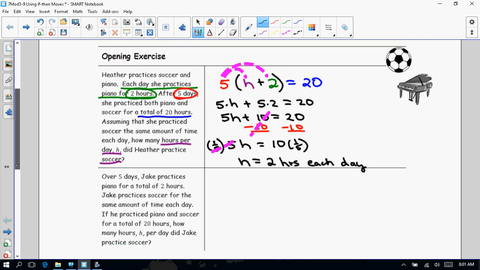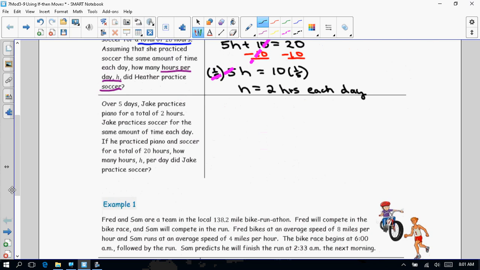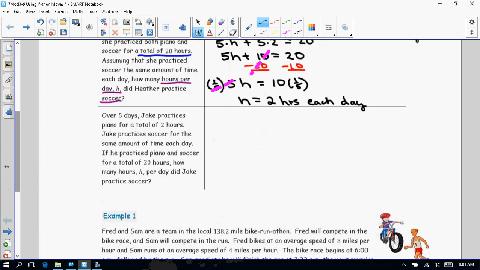Well, let's see a different one. Over 5 days, Jake practices piano for a total of 2 hours. Again, we're looking at that 2 hours for piano, but he does that over 5 days. He's not doing it every day, right? Jake practices soccer for the same amount of time each day, and we're going to figure out how many hours he is going to practice. And once again, there's a total of 20 hours for the whole week.